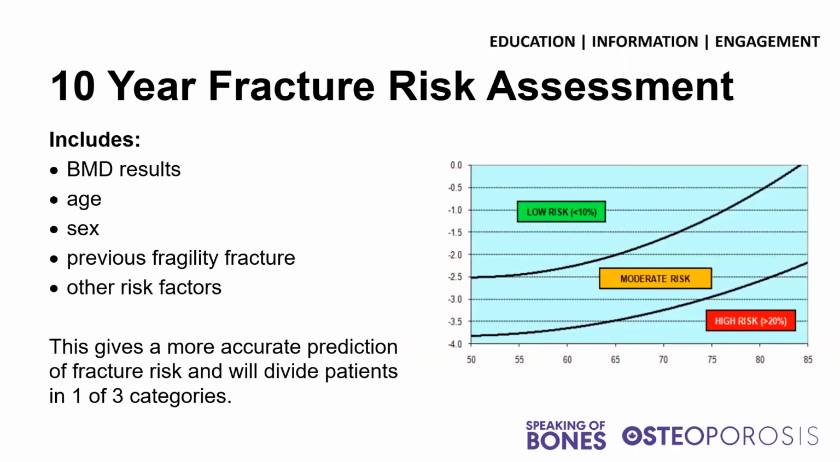One other way that we look at fracture risk assessment is a 10-year fracture risk assessment. Those bone mineral density tests are good, but there are some other factors that can contribute to people's fracture risk. Your healthcare practitioner now will conduct a comprehensive 10-year fracture risk assessment, and it will look at the bone mineral density test results combined with your age, sex, your history of fragility fractures, and some other risk factors as well. This assessment gives a more accurate prediction of fracture risk and will divide patients into one of 3 categories: low, moderate, or high risk.